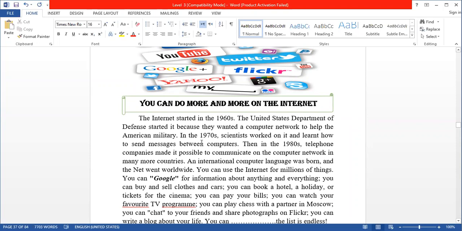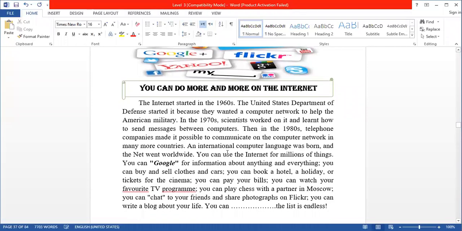In the 1970s, scientists worked on it and learned how to send messages between computers. Then in the 1980s, telephone companies made it possible to communicate on the computer network in many more countries. An international computer language was born, and the net went worldwide.